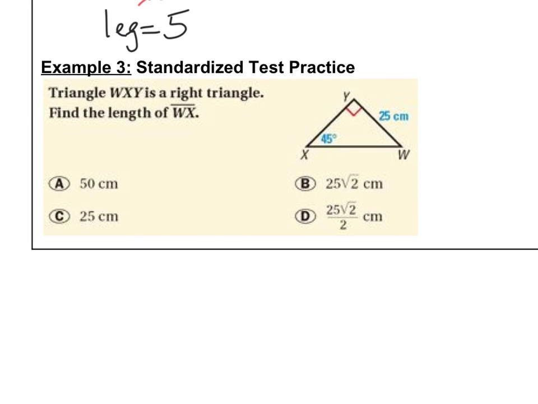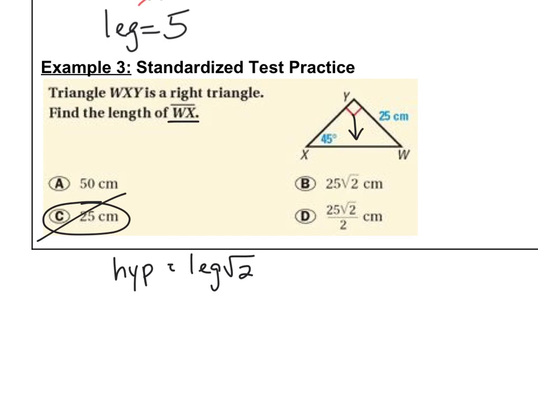All right, let's do a little standardized test practice here. They want us to find the length of WX. So WX happens to be the hypotenuse in this case. So if we remember back to our formulas to figure out the hypotenuse, it is just simply a leg times radical 2. Now what they want us to talk about here is that you need to understand that there are some that you can already cross out. We're trying to find the hypotenuse, so the hypotenuse is never going to equal the same thing as one of the legs.